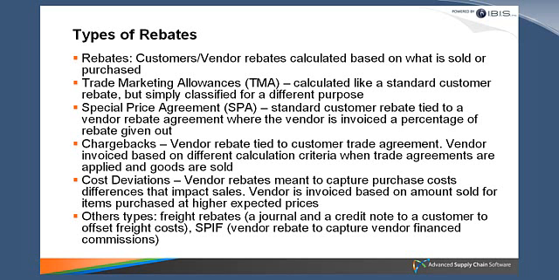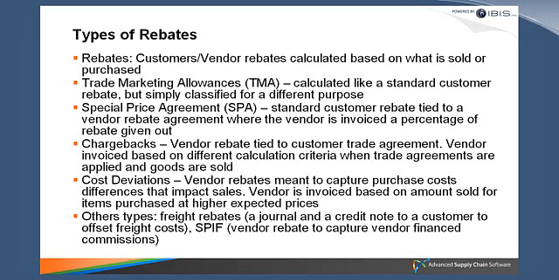Cost deviations is a special type of rebate where it's a way that I can offset any unforeseen purchase price increases. So I've got a standard purchase price that I've agreed to with my vendor, and for whatever reason I've had to pay more, because maybe freight went up or the commodity value changed, and I can get a reimbursement back from my supplier based on those variances in my cost.